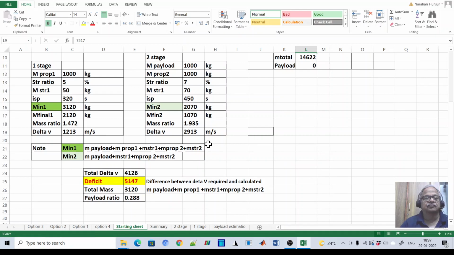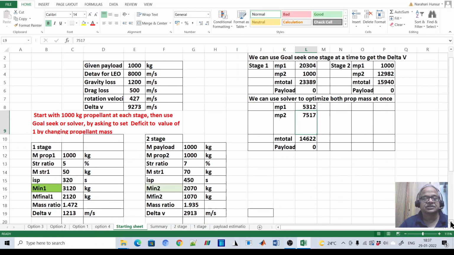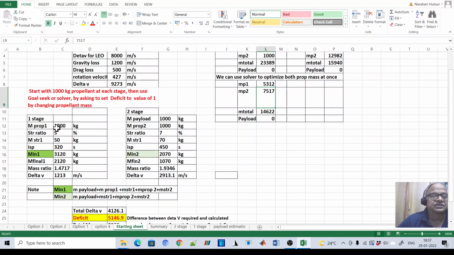So for this calculation, we need to set up the stages. I've set it up here, and I'm going to start with 1000 kg as an initial guess. Of course, you will not get the kind of velocity increment you need, but this is just to start the calculation, as I'll show you a little later. So for the first stage, m prop, the mass of the propellant in the first stage, is 1000 kg. The structure ratio is given as 5%, so the mass of the structure will be 50 kg. Isp is given as 320 seconds.